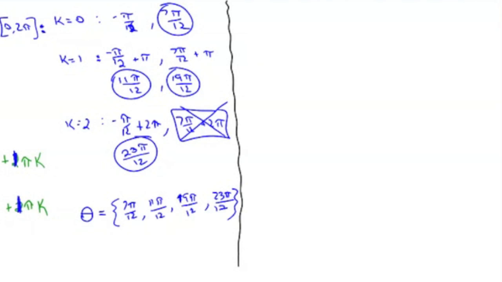Just add it. This is negative pi over 12 plus 12 pi over 12. Just changing this to a common denominator. That's all I'm doing. Common denominator all the way through.